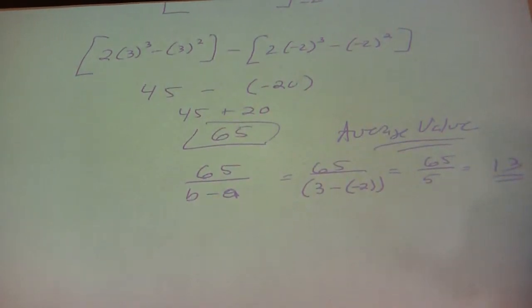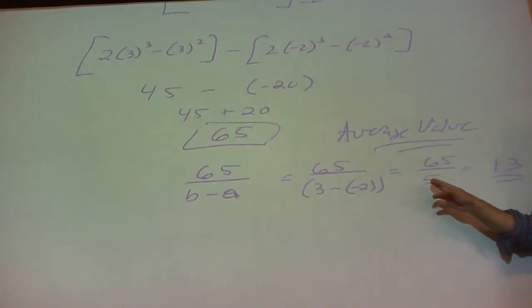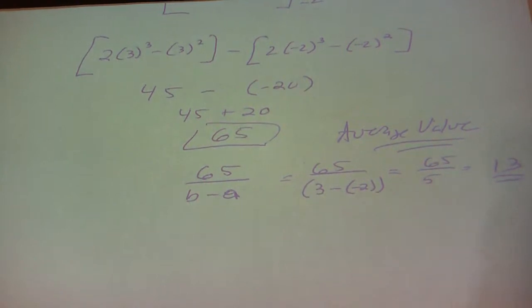Understand, why am I dividing by 5? What's the distance between -2 and 3? From -2 to 3 is a distance of 5. Okay? So if it had an average value, you would divide by the 5. If it was 1 to 7, you would divide by 6, right? Average value. And you know what average is. Okay? Last problem.